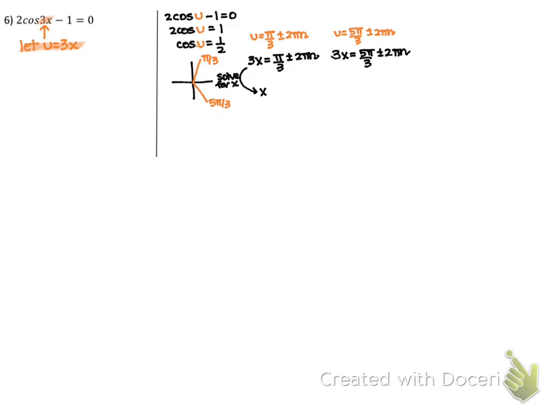So I'm going to do x is equal to, I'm going to have to divide by 3. And then divide by 3. Make sure you give both of these as your answers and that you're answering the original question. The original question was x's, you give x's. Okay, let's take a look at this guy.